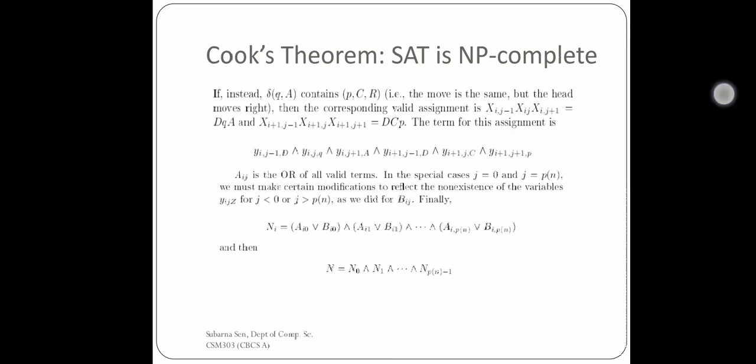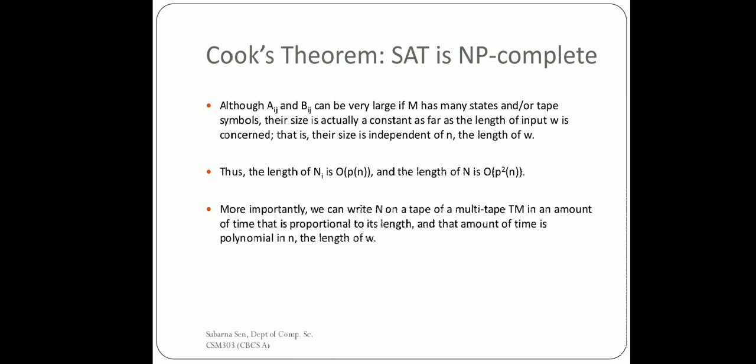Now although A and Bj can be large, because the tape can be a larger tape, the length of Ni is order of p(n), and the length of N will be the square of it, right? Now we can write N on a tape of a multi-tape Turing machine in an amount of time proportional to its length, and that amount of time is polynomial in n. So you can see that this can be done in a polynomial amount of time.